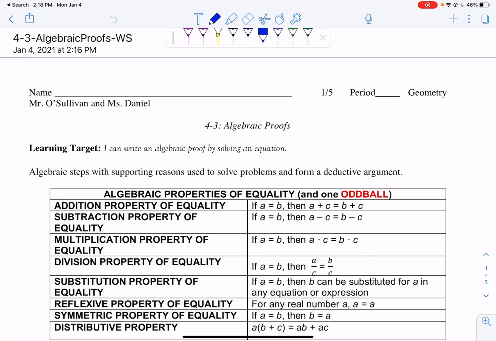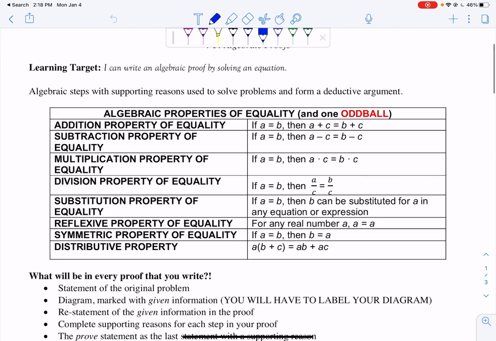So the reason why we're going to learn algebraic proofs first is because a lot of the reasons we're going to be using are going to pop up in the geometric proofs that we're going to eventually take part in. So algebraic steps with supporting reasons used to solve problems and form deductive arguments. That's what an algebraic proof is. You're basically putting into a chart every single step that you did in solving your equation.